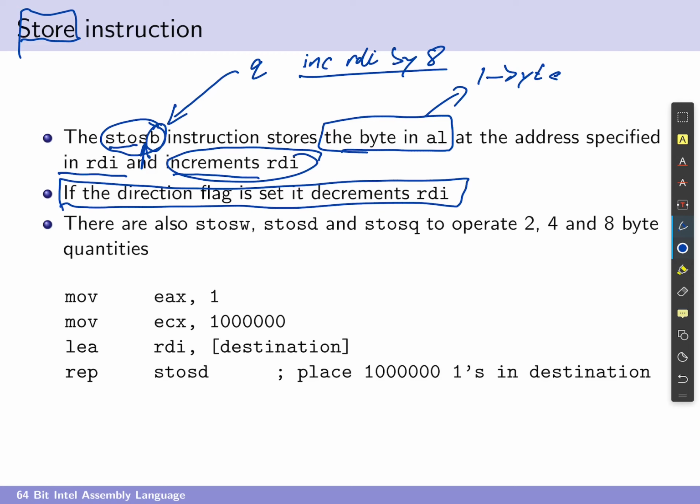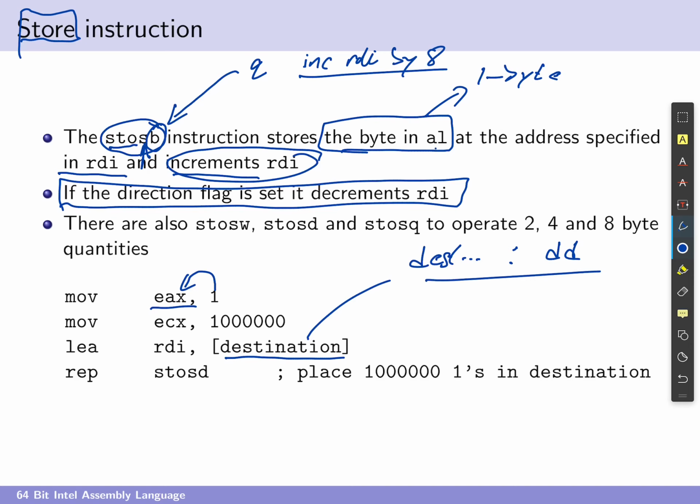Let's use this as a little example. I want to set all elements of this 1 million element array to have the value 1, and let's say this array is at the address destination, somewhere in my data segment or my BSS segment. First thing I'm going to do is load 1 into EAX. This is the value that I'm going to use to store everything. For this example, we're assuming that destination is some array of double words. That's what we've decided here.